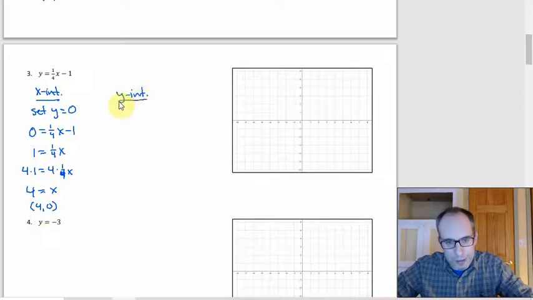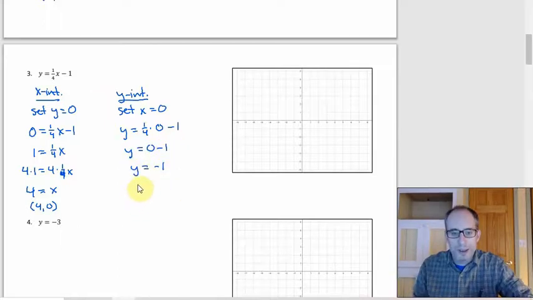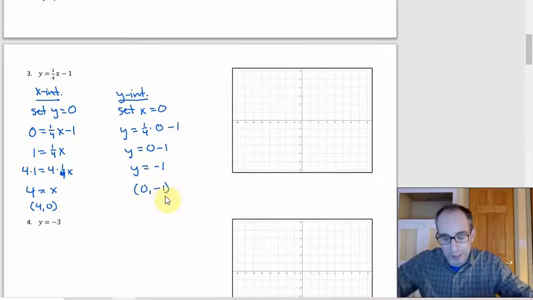So just like we were doing before, we're going to set x equal to 0. So then we're going to have that y is equal to 1/4 times 0 minus 1. But 1/4 times 0 is 0. So y is 0 minus 1, which is really just negative 1. And so that means our point would be 0, negative 1. That's going to be our y-intercept.